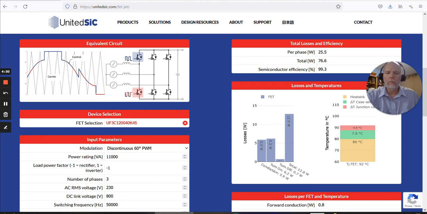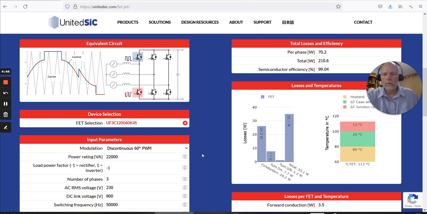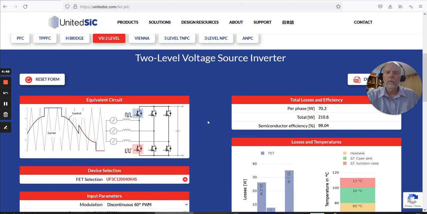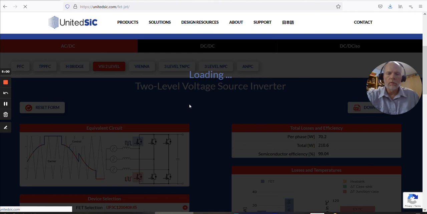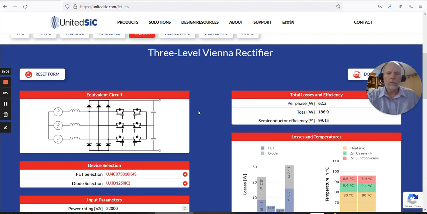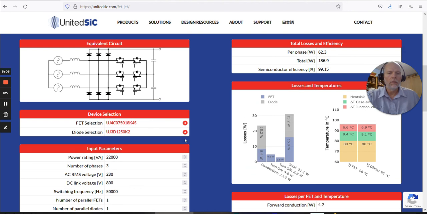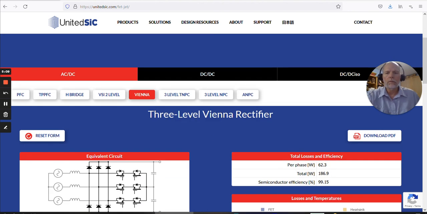So in other words, as inverter or as a rectifier mode. So let's say we want to compare the losses, and we'll use discontinuous PWM in an active front-end rectifier at 22 kilowatts, and we'll keep 230 volts AC line to neutral, and everything else the same. So here we have total loss of about 211 watts in the rectifier. If we go to Vienna rectifier, it has all the same parameters already entered in. And we have about 187 watts.